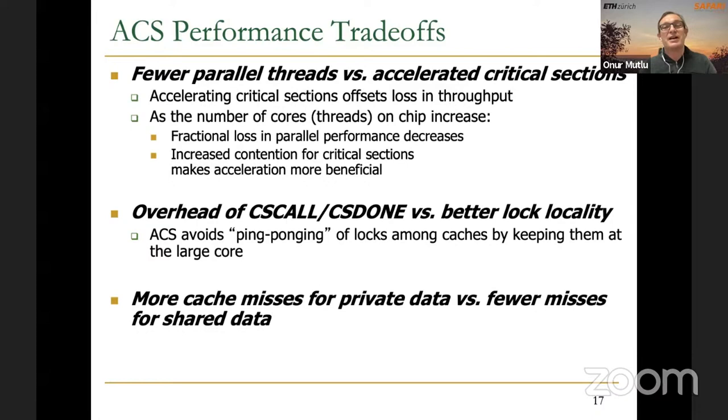Okay, and then the last interesting point is we get more cache misses for private data versus fewer misses for shared data. And now this becomes interesting, right? This becomes a good trade-off if the cache misses for private data are lower than cache misses for shared data to begin with. And this becomes a question to you perhaps, right? Intuitively, do you think you will get more cache misses for shared data, or more cache misses for private data?